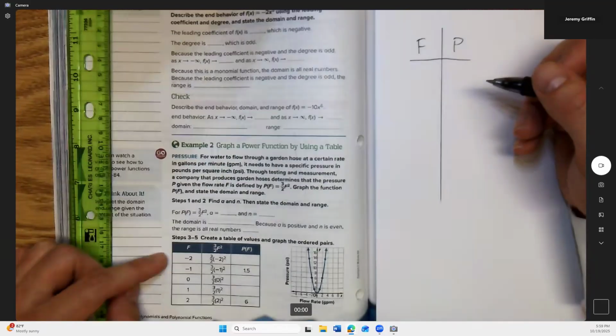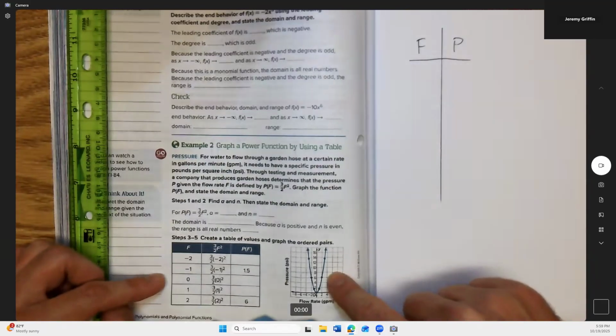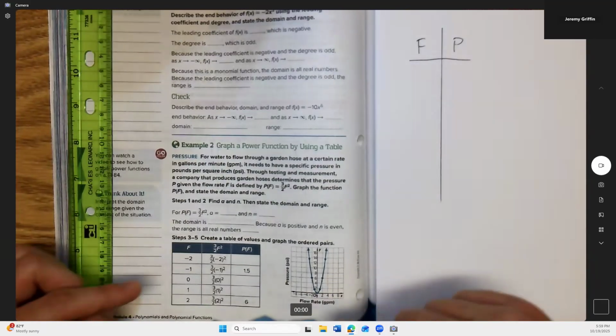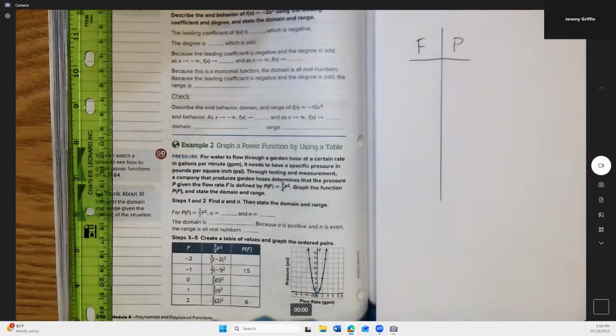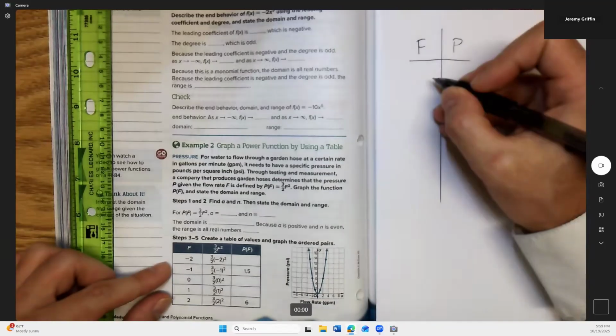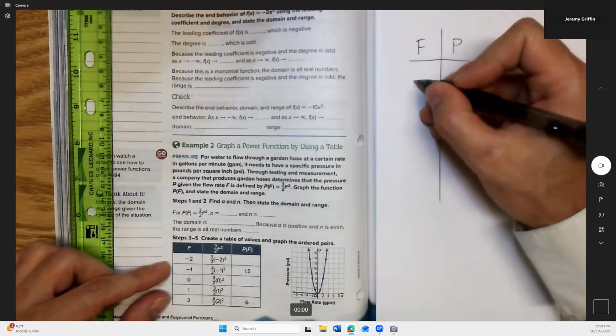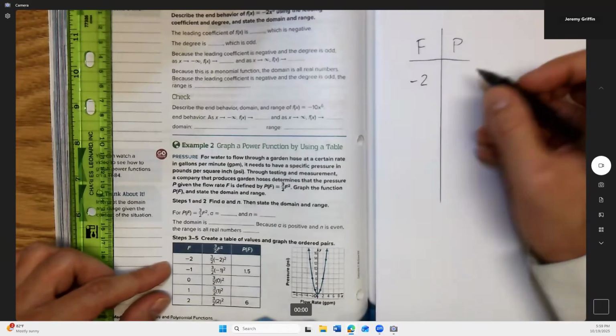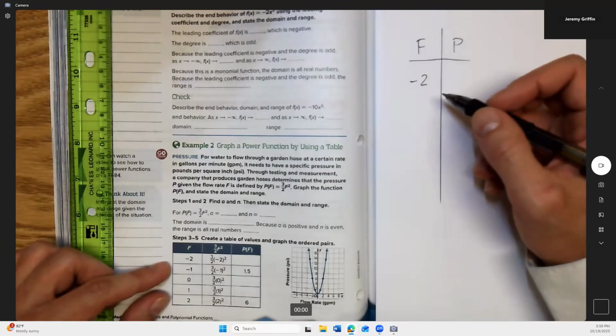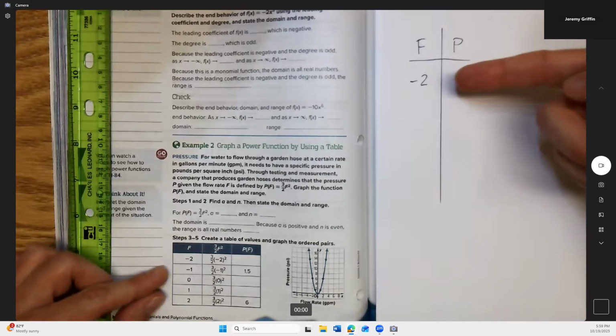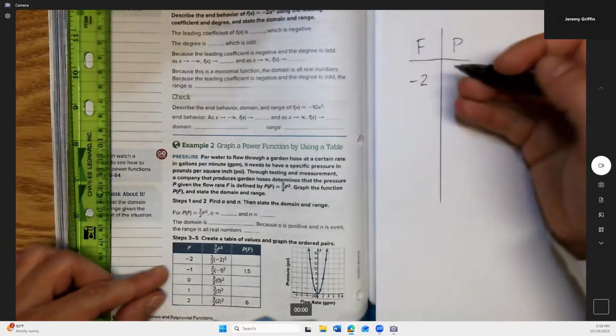Now, interestingly, on their table and also in the graph, they are showing negative pressures. Almost like sucking the water in. I guess it could, right? Why not? Maybe it could be like a vacuum. So let's go like a negative 2 pounds per square inch. So that's flow rate. Okay, yeah. So now the water is definitely being vacuumed into the hose.